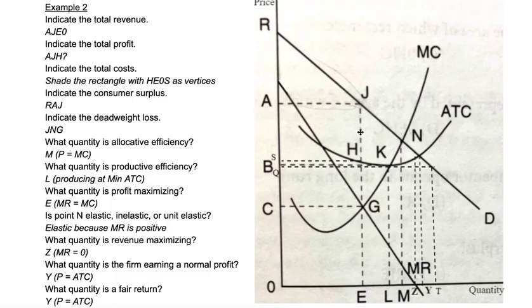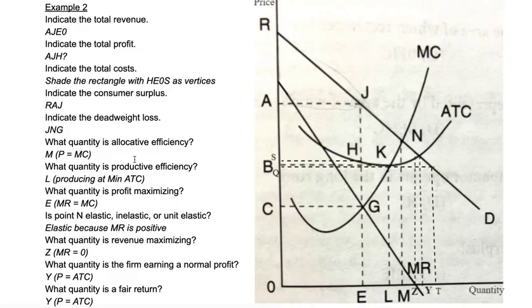Deadweight loss: if this is your profit maximizing quantity and this, letter M, is your socially optimal quantity, whatever's in the middle is your deadweight loss, because that is an area where you could earn more welfare, but you're not. So this JNG would be your deadweight loss. RAJ would be consumer surplus. Consumer surplus is the difference between the maximum price you would pay, which is the demand line, and the price you did pay, which is this.